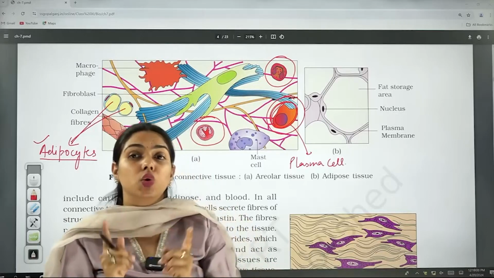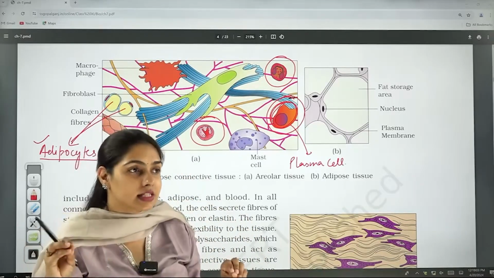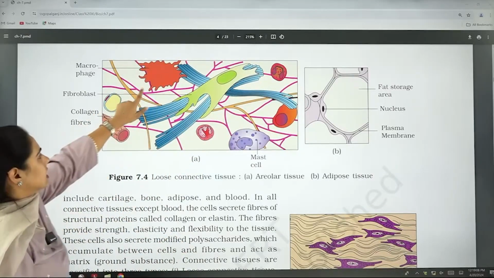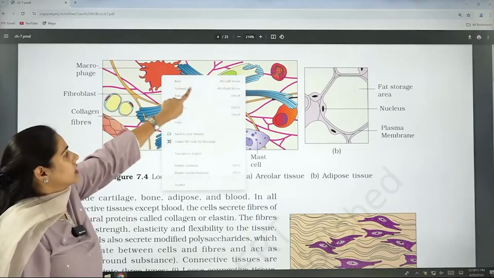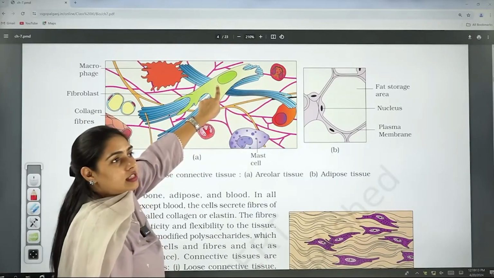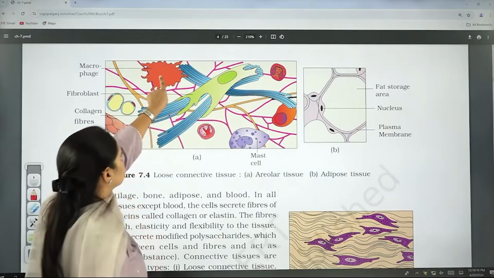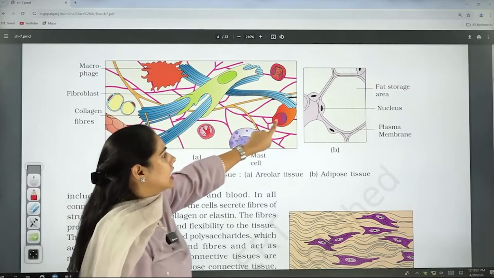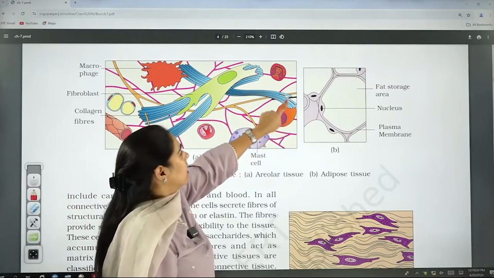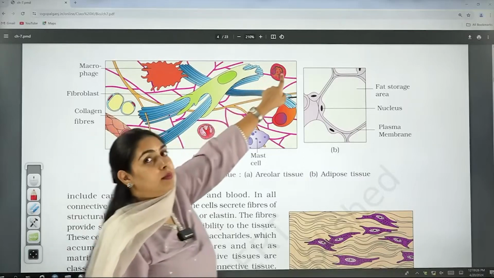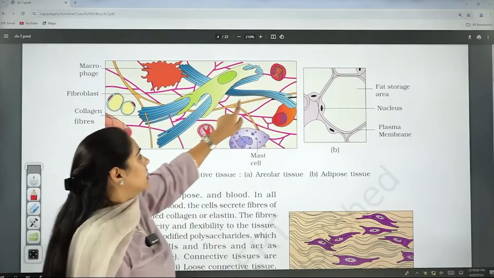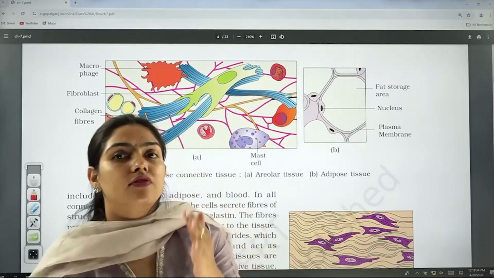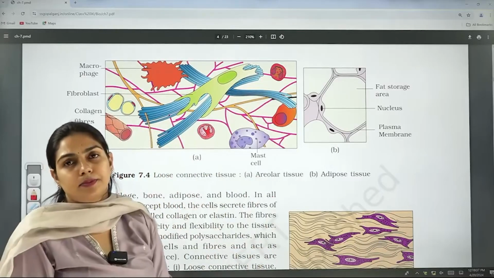In the shape of the nucleus of different WBCs, there are differences. So you can see all the cells. You can see a macrophage. You can see a fibroblast. This is a fibroblast, this is a fibroblast. This is a macrophage. These two are adipocytes. This is a mast cell. This is a plasma cell. And these two are the WBCs. This is a neutrophil. This is an eosinophil. So the cells which I have told you, I have shown you those cells in the diagram.